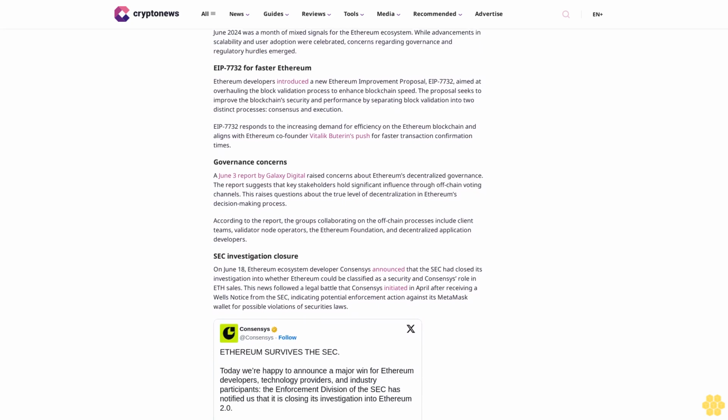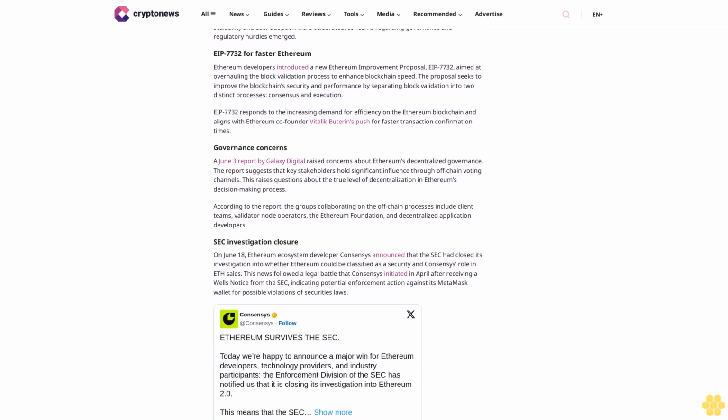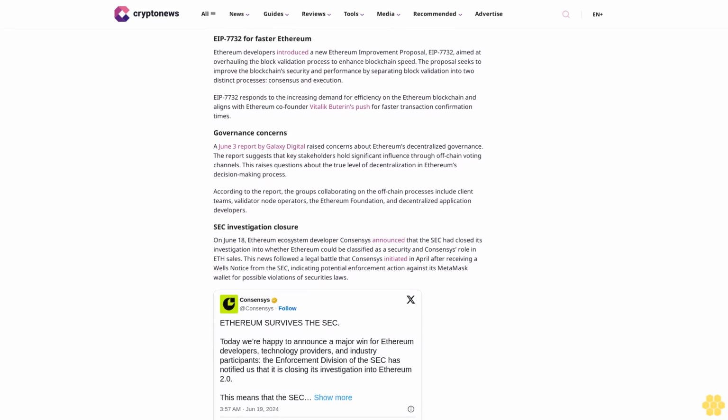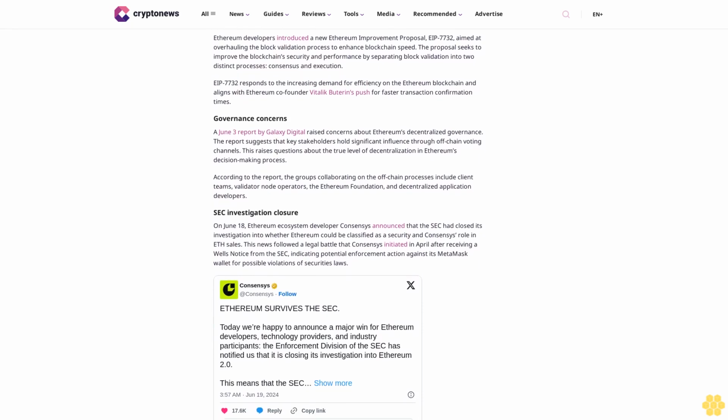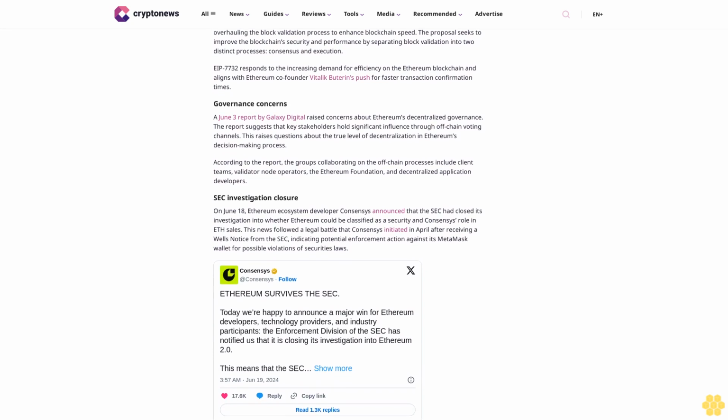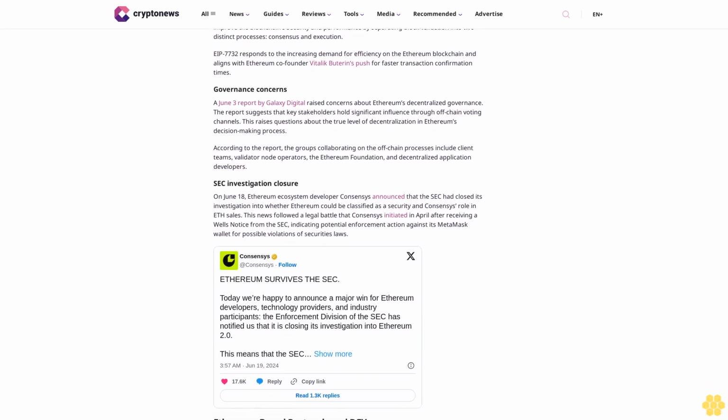Ethereum ecosystem updates. June 2024 was a month of mixed signals for the Ethereum ecosystem. While advancements in scalability and user adoption were celebrated, concerns regarding governance and regulatory hurdles emerged.